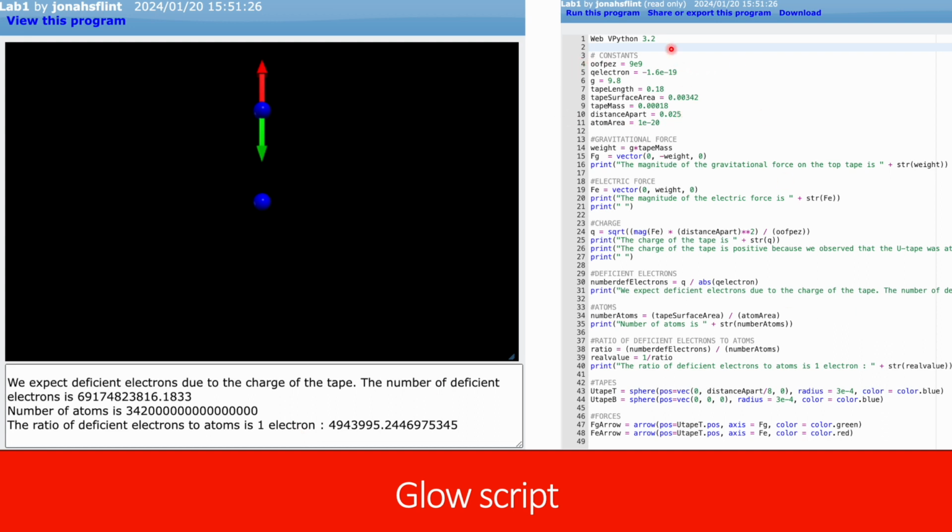In our model, we're setting our initial conditions up here, finding the gravitational force, which we then use to calculate the electric force, which we then use to calculate the charge. Then we find the number of deficient electrons, the number of atoms, and finally the ratio down here. And this is simply for the animation.